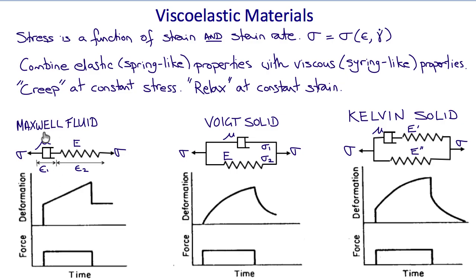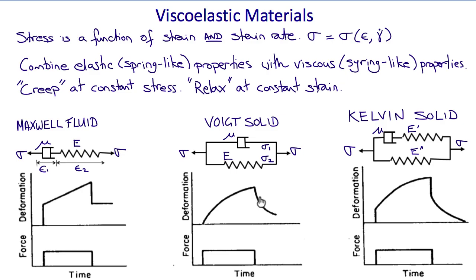But then, because there's a syringe, a fluid-like behavior, the force will continue to pull that syringe out indefinitely. In other words, the material will flow. And then, when the force is removed, the spring will recoil, but the syringe won't go back, so it won't return to its original natural state, and that's what makes the Maxwell model more like a fluid than a solid.